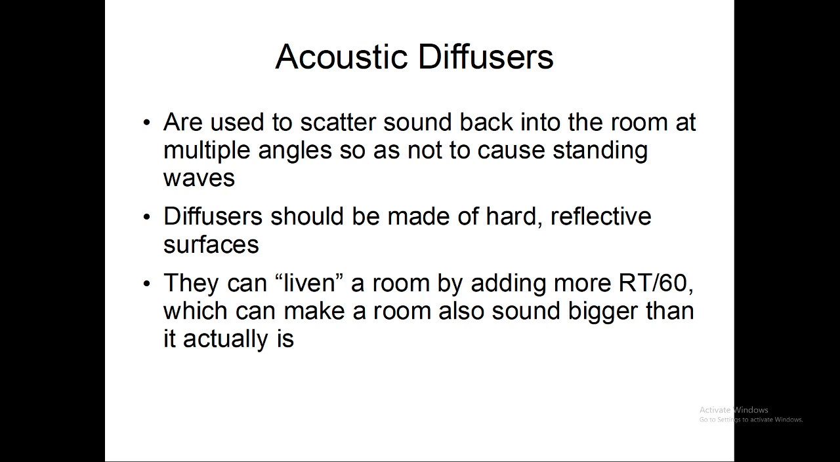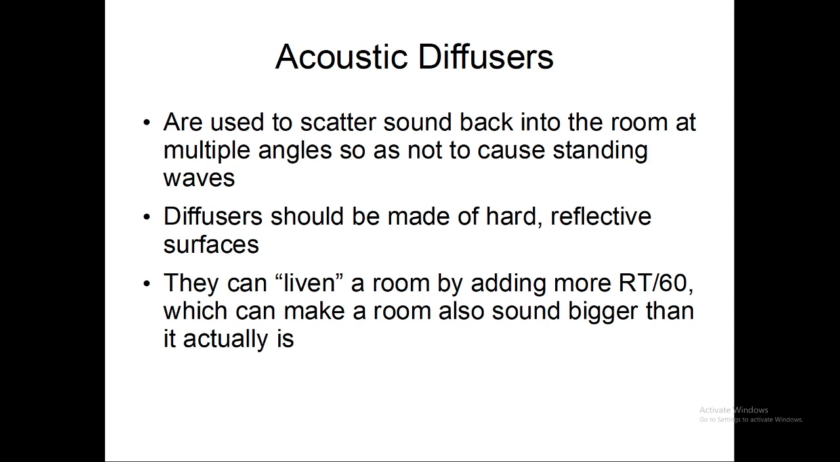There can be a problem where you remove too much of the reflections, and you want to bring some of that back. This is where diffusers come into play. If we have two flat walls, two flat hard walls, you'll create standing waves. What acoustic diffusers do is it's a wall, but it's staggered. And the idea is to scatter the sound back in different ways so as not to cause standing waves.